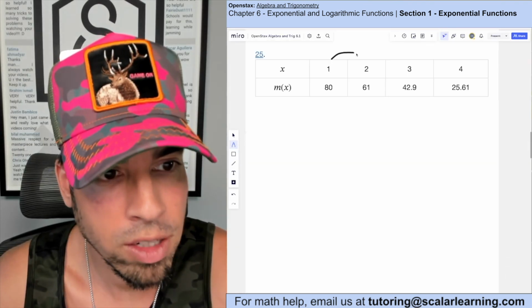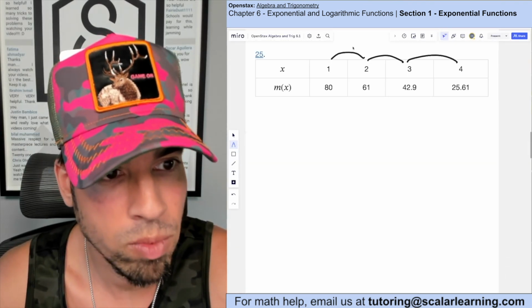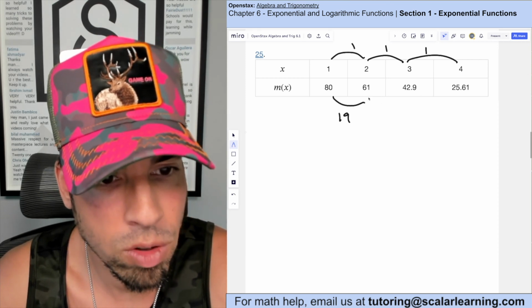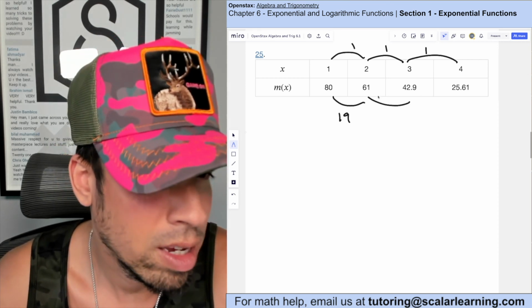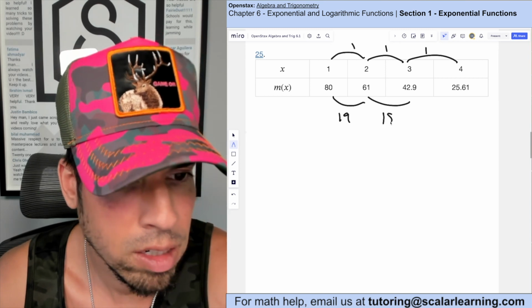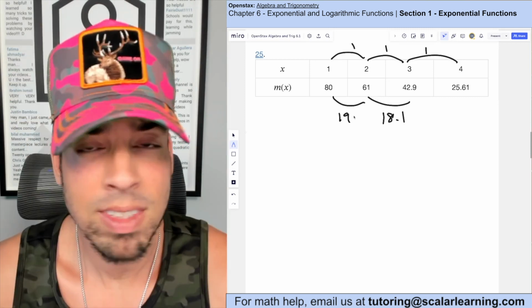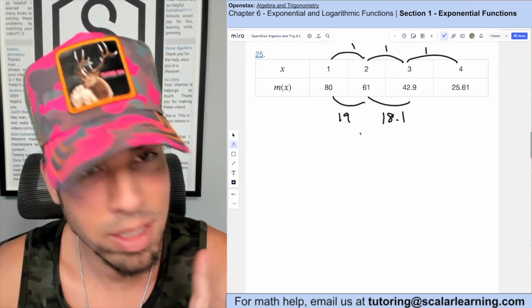So for this one, as x goes up by 1 every time, right? The function value is first going down by 19, then it's going down by, what is that, 18.1, and so on and so forth. So it's kind of dropping like this. So it's definitely not linear. Now the question is, is it exponential?